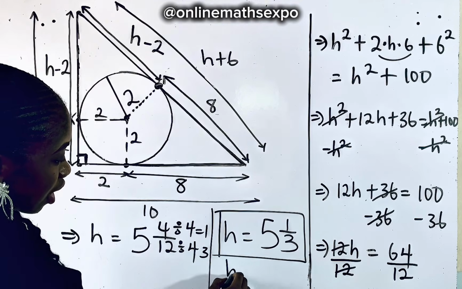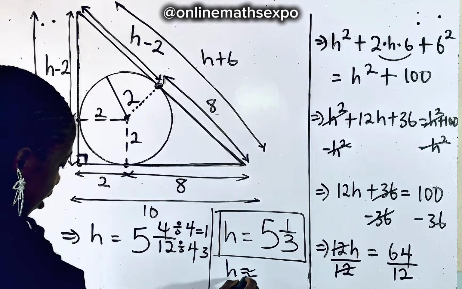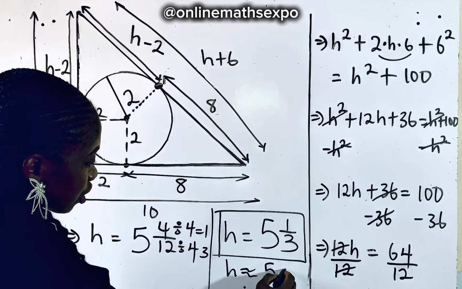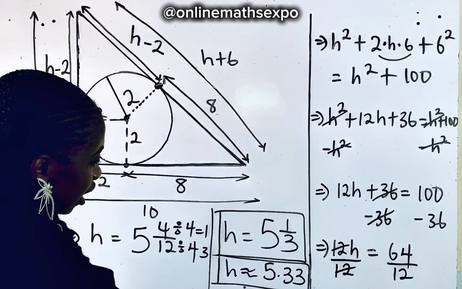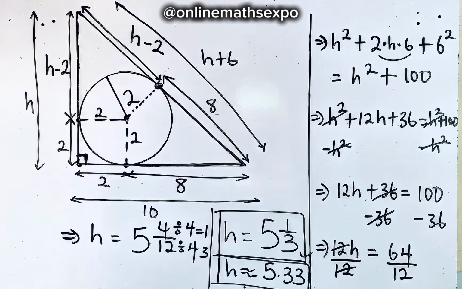You can also have it as h is approximately 5.33 as also the value of the height. So these two values are correct.